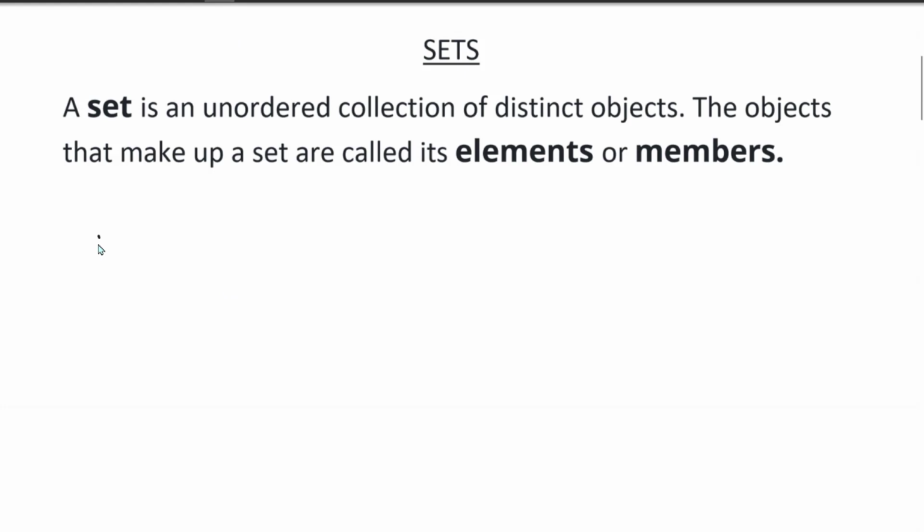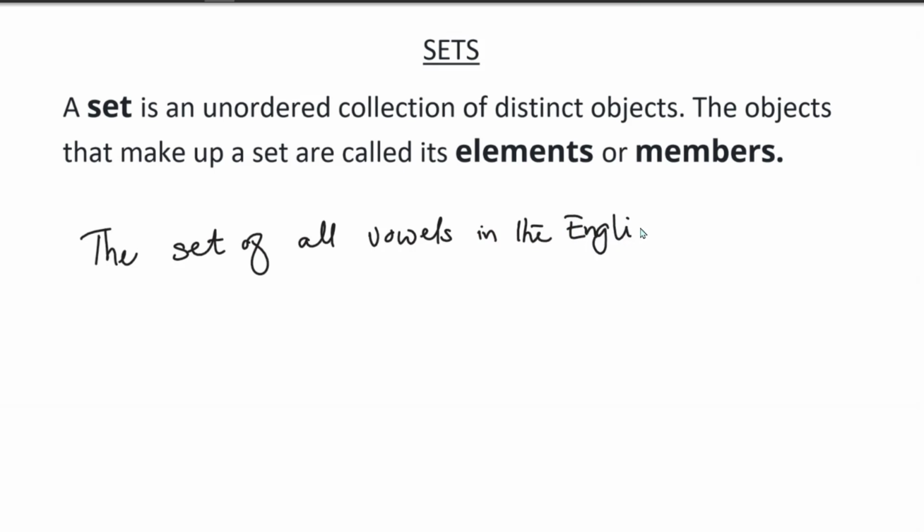So we can say that the set of all vowels in the English alphabet. So this is a set. It has a distinct property, which are vowels of the English alphabet. So that is what we mean by a set.